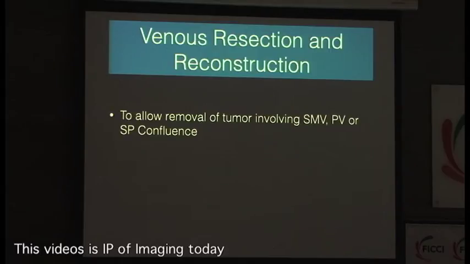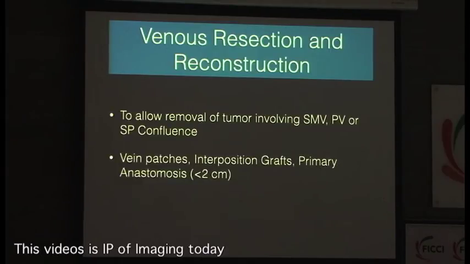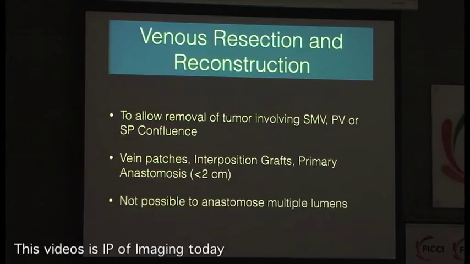So to allow removal of tumor involving SMV, portal vein or splenoportal confluence, you can do vein patches, you can do interposition grafts, you can do primary anastomosis. Primary anastomosis now has gone up to less than 2 cm, the length of involvement. It is not possible to anastomose multiple lumens, which means what? You know the SMV is formed by multiple branches, and the main ones where the cancer is going to be involved are the gastrocolic trunk and the first jejunal vein.